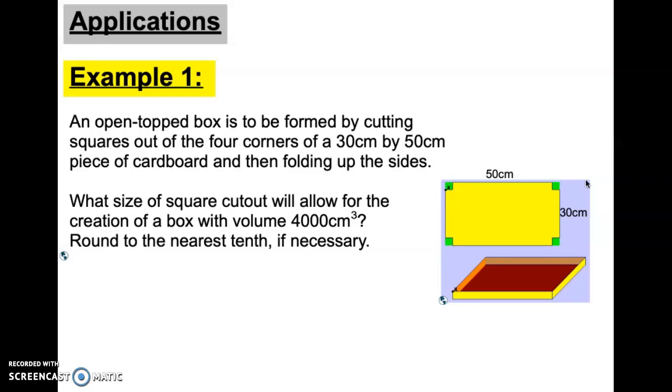Okay, so we have this piece of cardboard here. They've removed a little square from each corner, and then they folded up those sides to create this open-topped box. And we're trying to figure out, what does the size of that square that they cut out need to be? So that's what we're going to declare our variable to be. We are going to let x represent the length of the square that we cut out in centimeters.